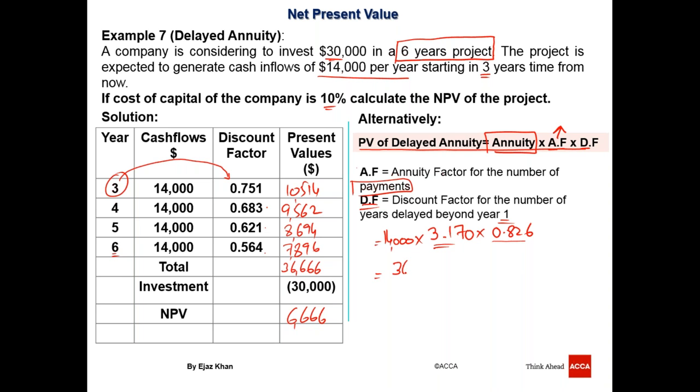Okay, it's 36,657, approximately the same. It's just because of the rounding off. Minus 30,000, so it will be 6,657. A $9 difference because of rounding off. So this is one of the ways we can solve this question. Is it clear to everyone?